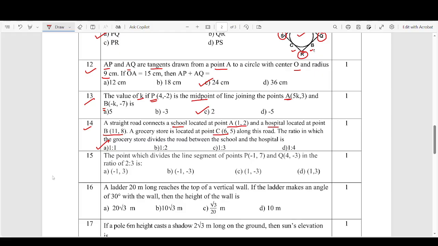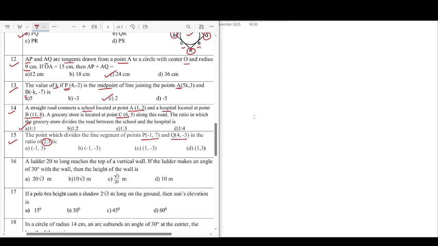And now let's see next question, question number 15. The point which divides the line segment of points P and Q in the ratio 2 is to 3. Now this question is same like last question. In the last question we were finding ratio and the point was given. In this question we have to find the coordinate of the points which divide the line segment in the ratio. So in this question ratio is already given.